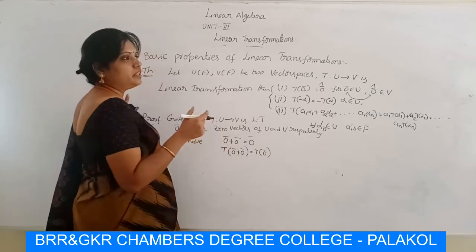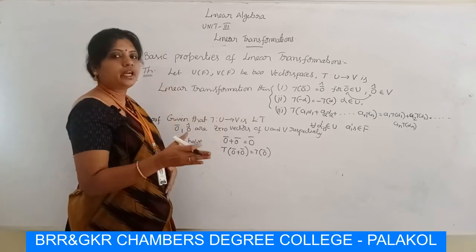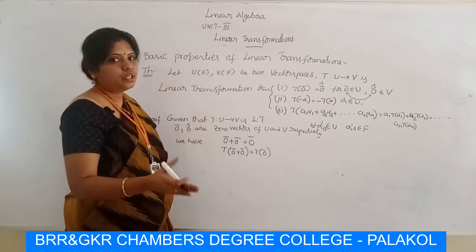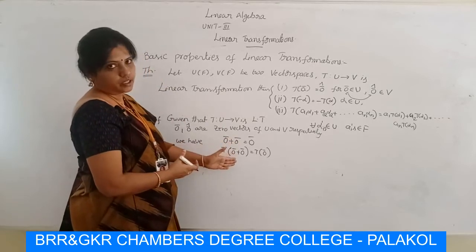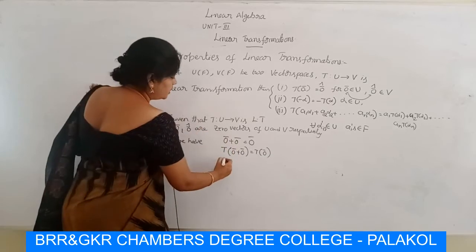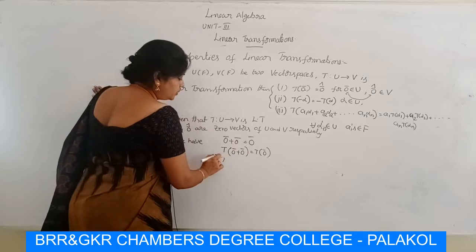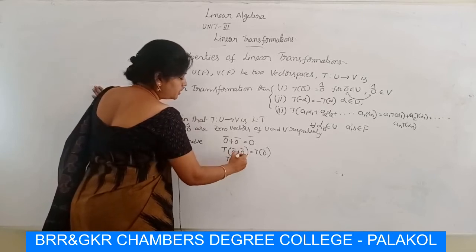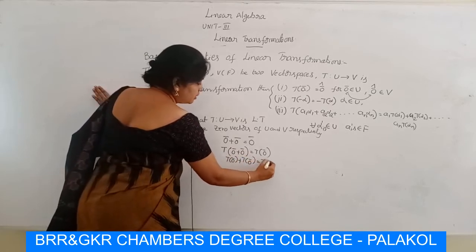By the definition of a linear transformation, T of A alpha plus B beta is equal to A into T of alpha plus B into T of beta. Here we have T of 0 bar plus 0 bar. Here the scalars are both 1. So 1 into 0 bar plus 1 into 0 bar. Then we write A into, that is 1 into T of 0 bar plus B into, that is 1 into T of 0 bar, is equal to, again here we have T of 0 bar.